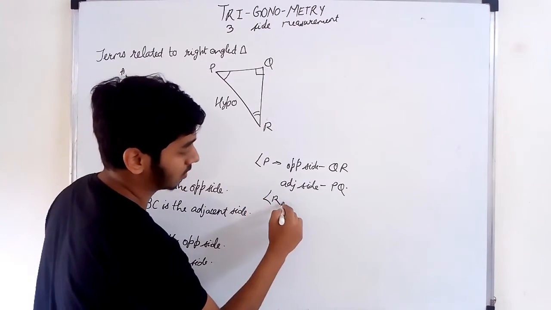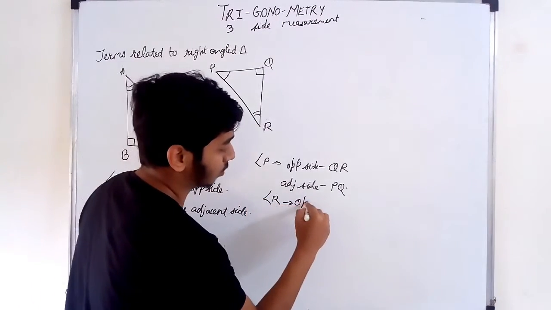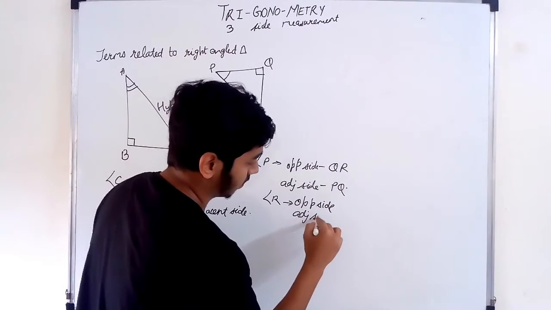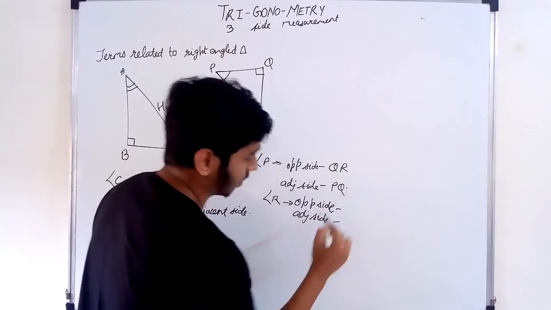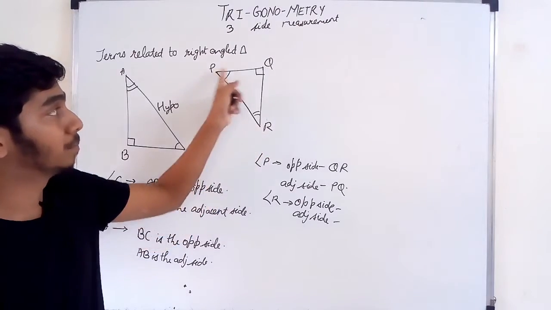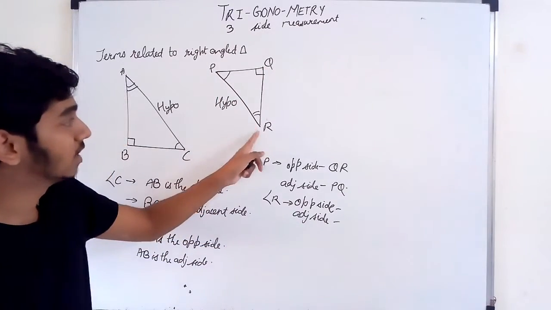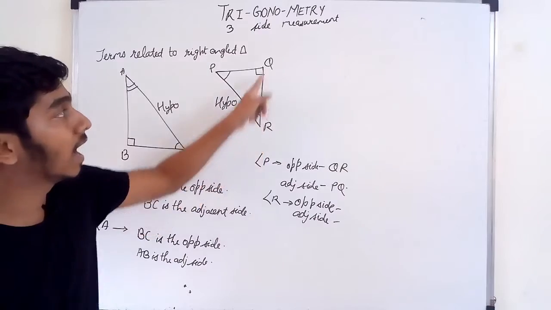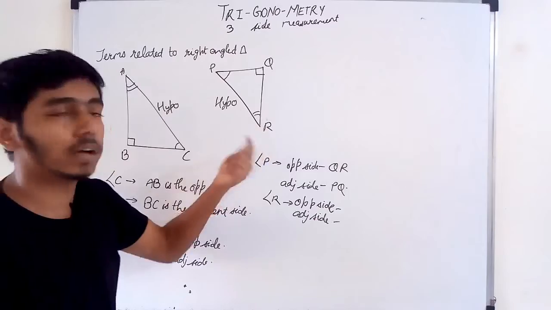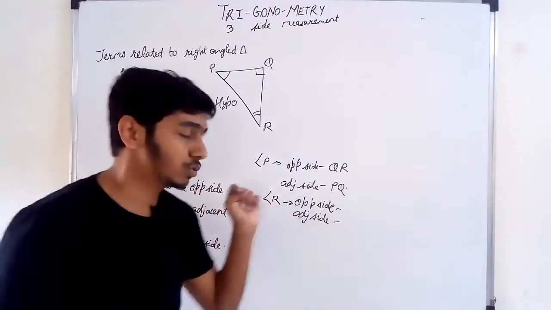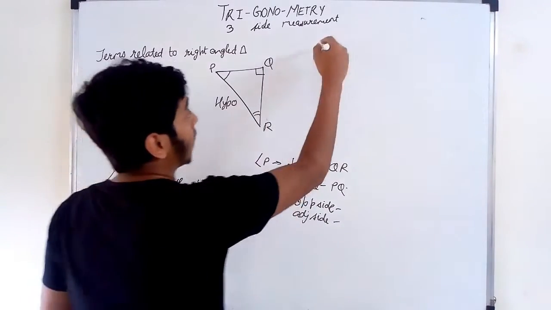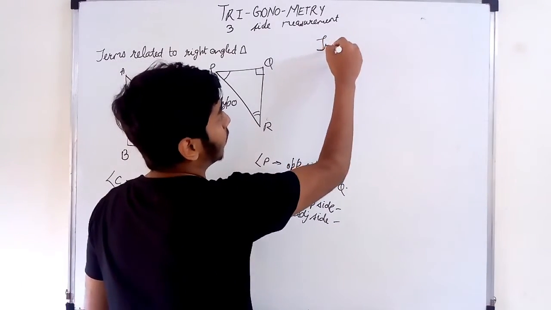For angle R, now you can find this out. What is the opposite and adjacent side? I hope you'll be able to find. The opposite side for R is PQ, and the adjacent side of R is PR and RQ. But PR is the hypotenuse, that's why you take RQ, or you can name it QR. I hope you have understood this. Now let's see trigonometric ratios.